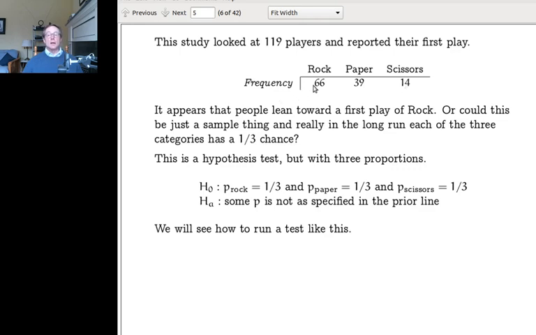Now, if you don't know anything, then you might say that probably it would be 1/3, 1/3, 1/3, but this is a little different than 1/3, 1/3, 1/3. In particular, scissors seems underrepresented and rock seems overrepresented.